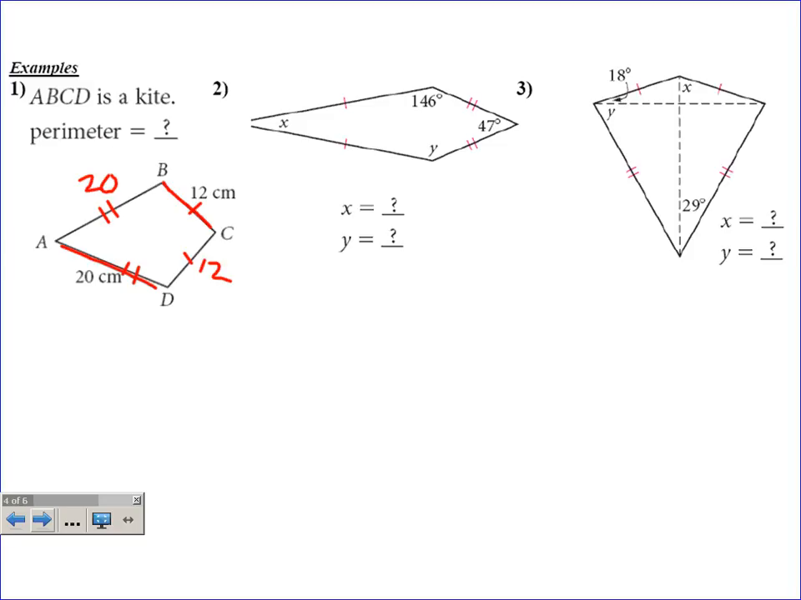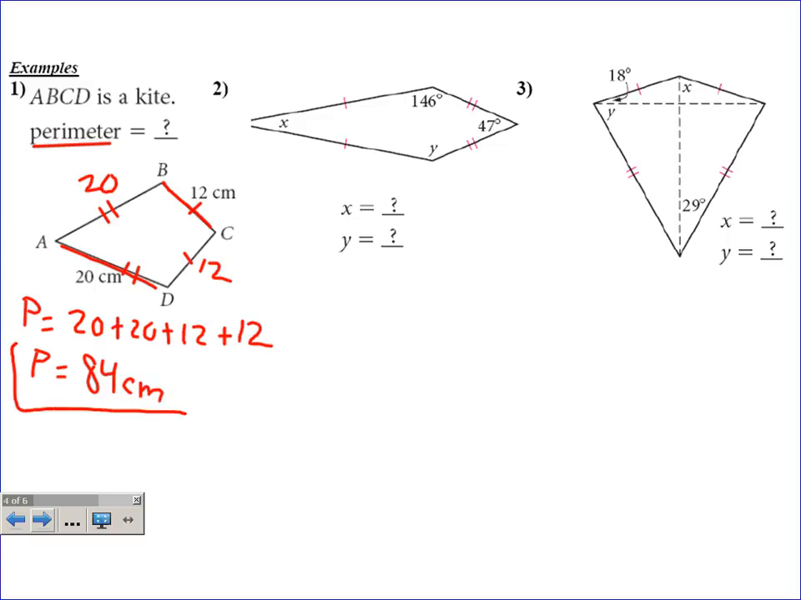20, okay? It asks for the perimeter. How do we find a perimeter? Add them up. So we say 20 plus 20 plus 12 plus 12. And Silas says it's 84. 84 what? Centimeters. That's pretty easy. We can do that.